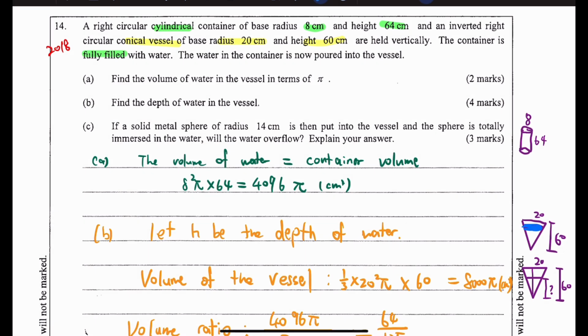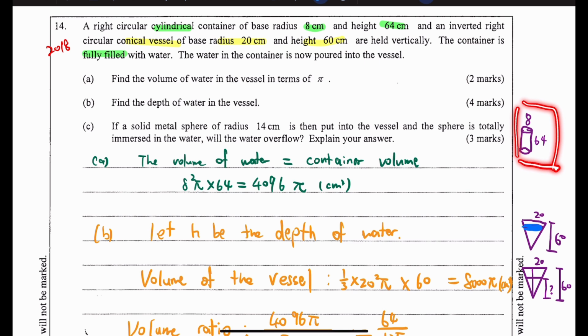2018 question, you have a cylinder container and another one is the cone vessel. So given the radius and height, the container now is fully filled with water, and the water in the container is now poured into the vessel. Find the volume of water. So the volume of water, because it's fully filled with water, equals the volume of the container here. So we can draw out the container.